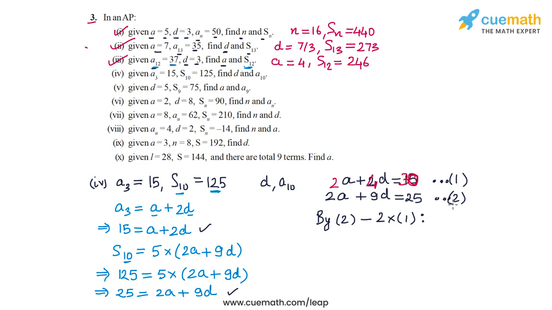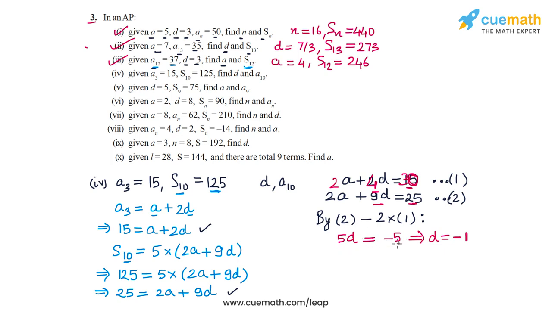And now if I subtract the two equations, on the left side I will get 9D minus 4D, that's 5D, and on the right side I will get 25 minus 30, that's minus 5. So 5D is equal to minus 5, and this gives D equal to minus 1. So the common difference of the progression is minus 1.